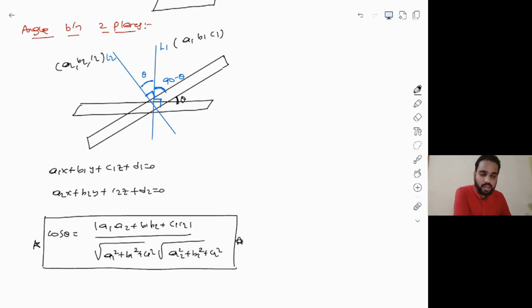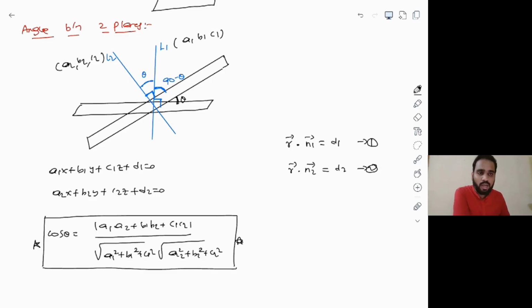Okay. But sometimes, as I told you, they might give you the question in terms of vectors also. And that's not a problem, obviously, because let's say the first plane is given to you something like this. r bar dot n1 bar is equal to some d1, in terms of vectors here. Now let's take the other plane equation, that is r bar dot n2 bar is equals to d2. So let's say this is equation 1 and equation 2, which are representing two planes here.